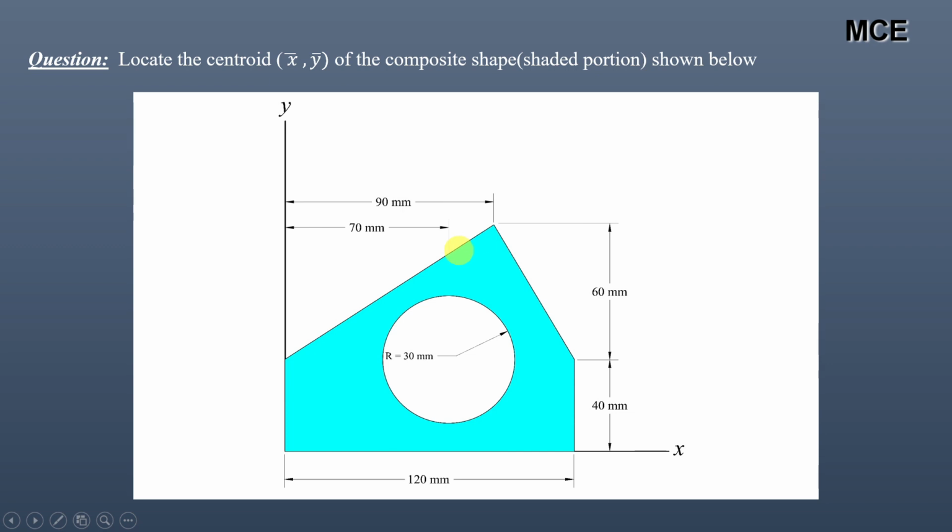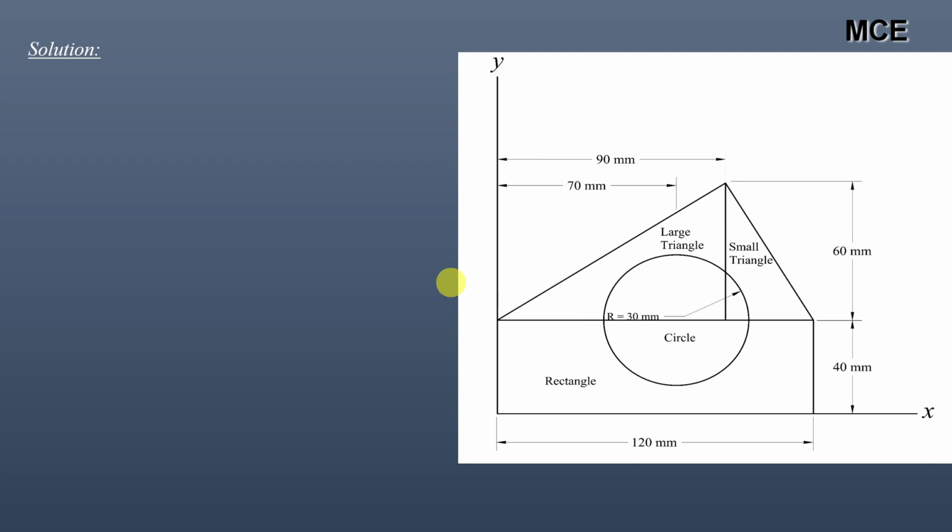From this shape, this circular portion has been cut out and we have to find the centroid of the rest of the shape. To find the centroid of this composite shape, we will divide it into four geometrical figures. You can see that I have divided this composite shape into four geometrical figures. The first one is the rectangle, the second one is the large triangle, the third one is the small triangle, and finally this circle.